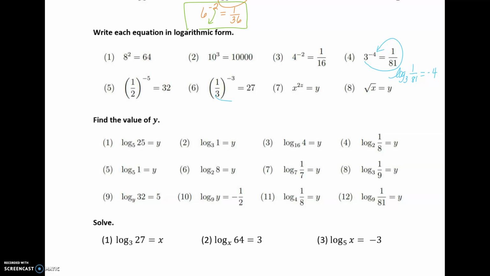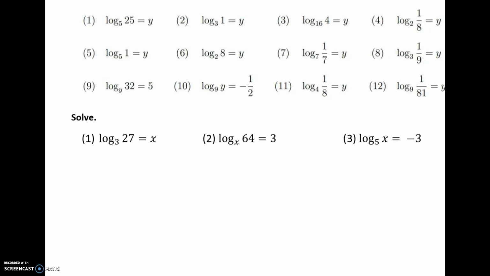Okay, let's try it again. We start here, we make our way around. Log base 1/3 of 27 equals negative 3. Okay, so that means that 1/3 to the negative 3 power equals 27. All right, let's go to the next section.